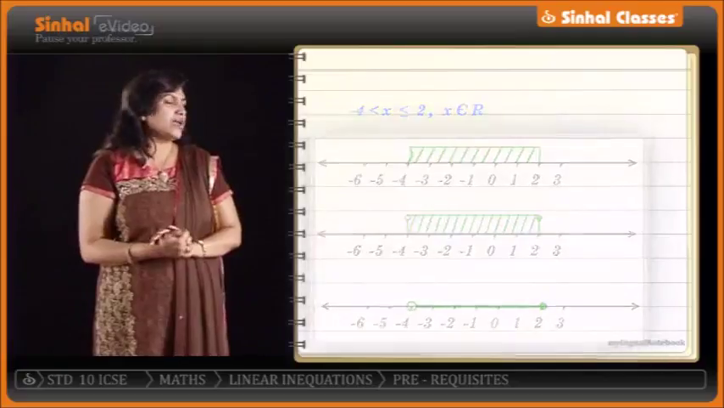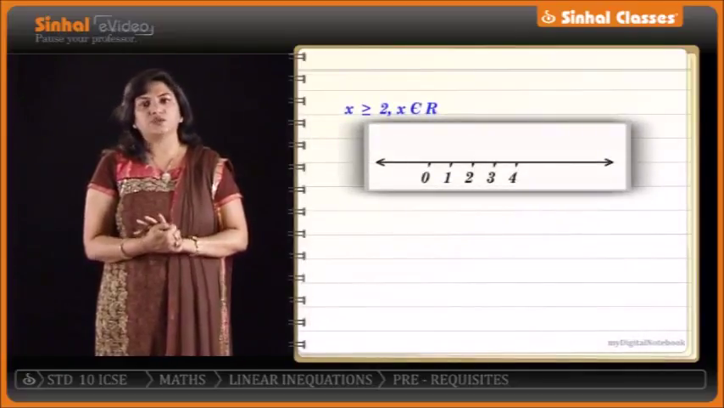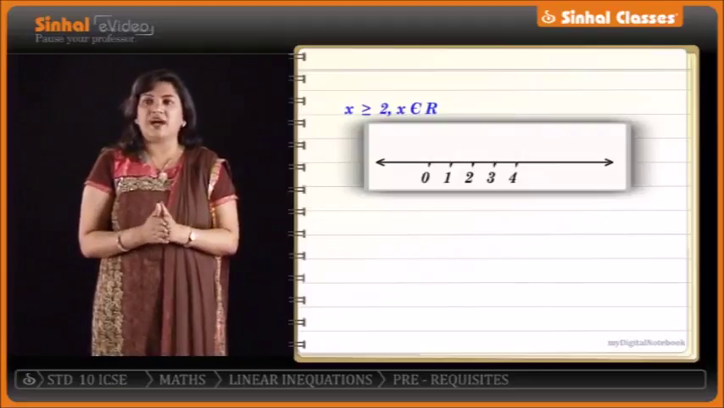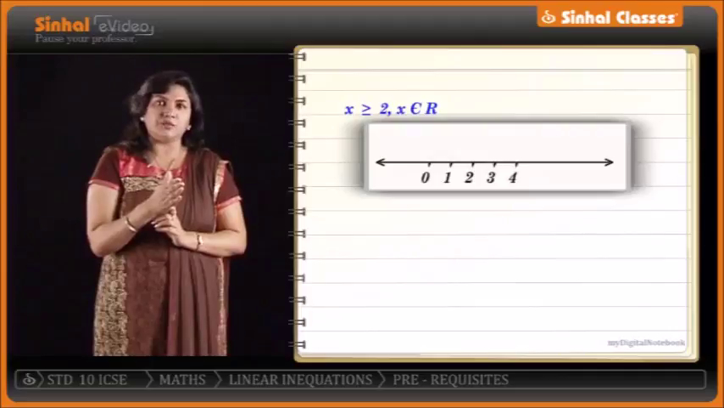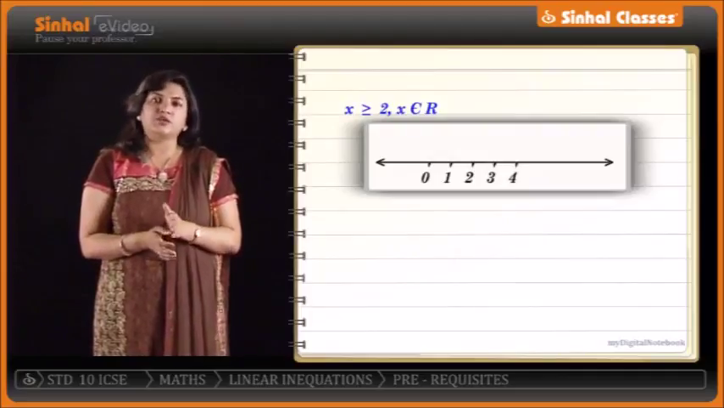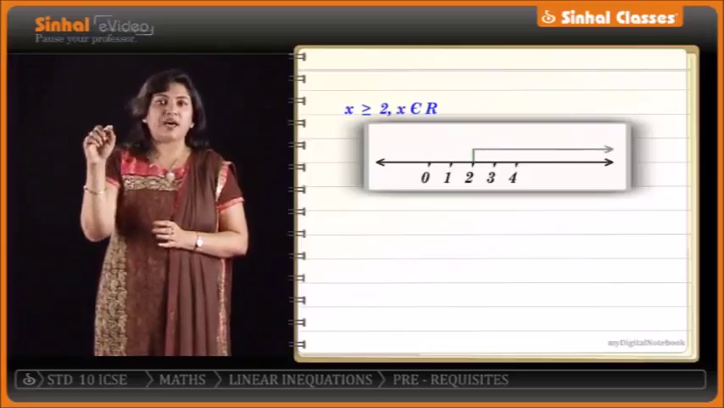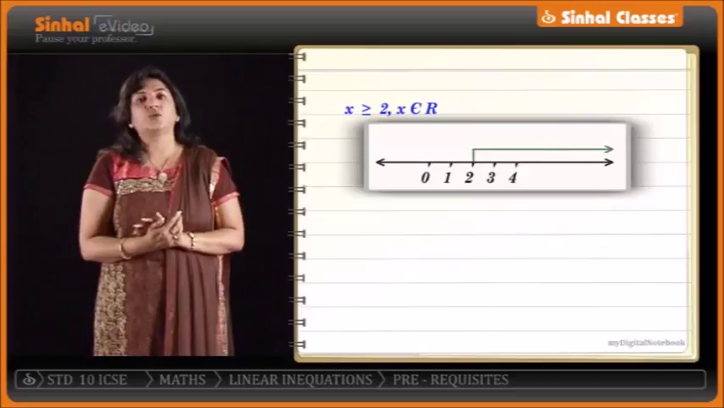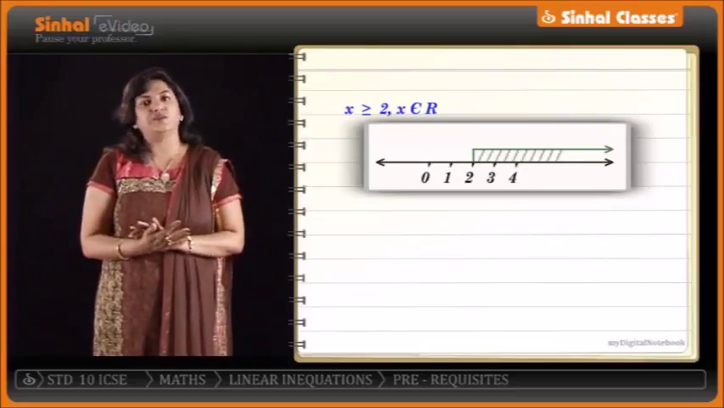Let's take one more example. x greater than or equal to 2, x belongs to R. Now here we have greater than or equal to 2. It means starting from 2 up to infinity on the right side. So at 2, we draw a straight line and we draw a line parallel to the number line which goes up to infinity. And we shade the area between them.